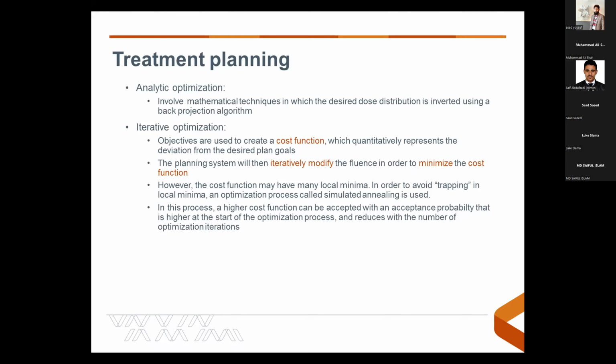In this process, the earlier you are in the optimization process, the more likely the plan will accept a higher cost function for the next iteration, rather than rejecting higher cost functions. And then the further along the optimization process you get, the less likely it will accept a higher cost function, because the more likely it is coming towards that global minimum rather than a local minimum. So that's how this optimization process works.